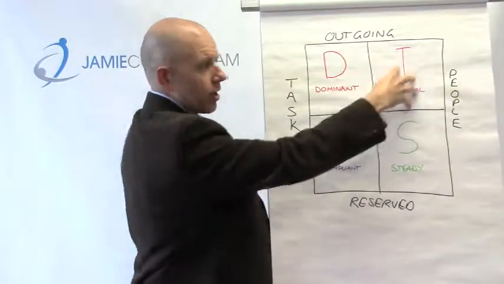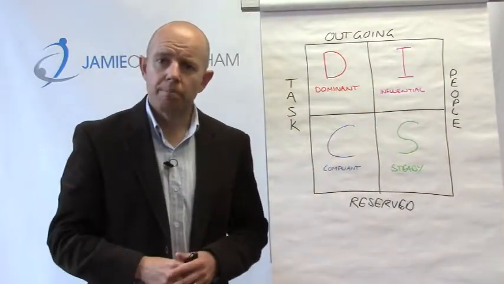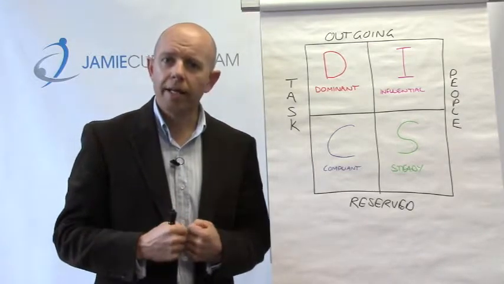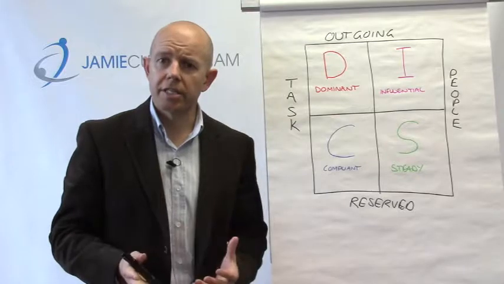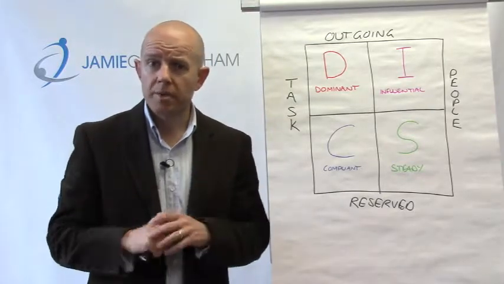On the I side, their strength is going to be connecting with people, being the social person. Being able to influence people is obviously a strength. The weakness with an I can be their attention to detail, their planning. Sometimes they can be a little scattered, a little all over the place.